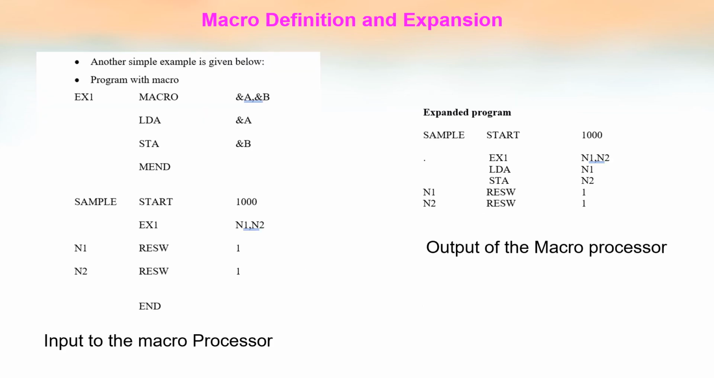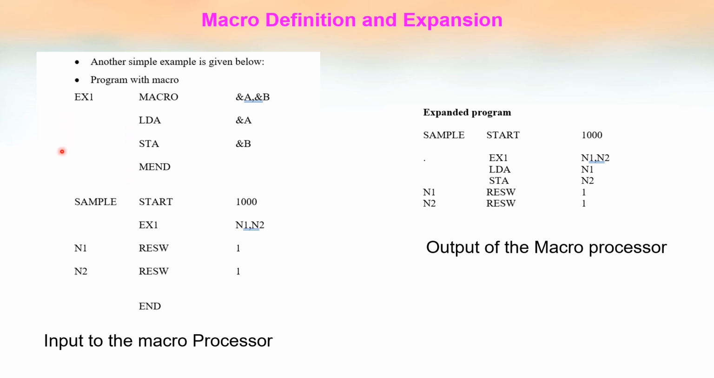So now we can see this with a simple program which we can understand better. This is another simple example given below: a program with a macro. This is the input to the macro processor, and the expanded program is the output of the macro processor. What a macro processor does is expand the macro calls and produce the output. So here, see this EX1 MACRO &A,&B until MEND. This is the definition of the macro.